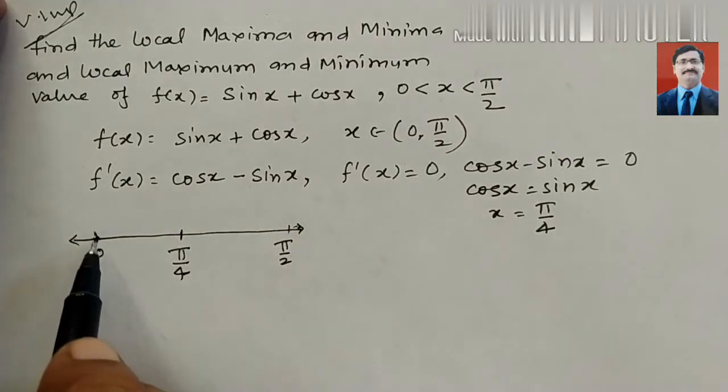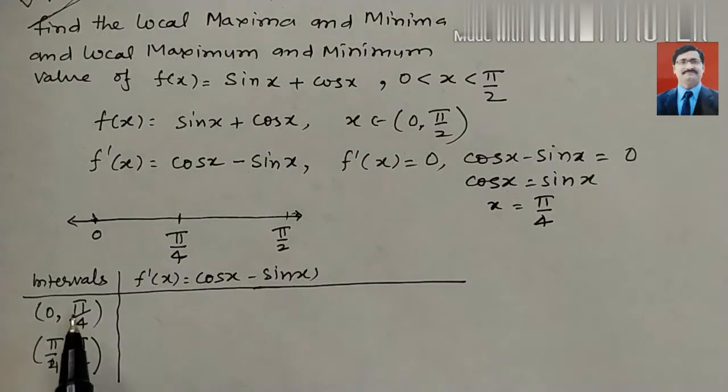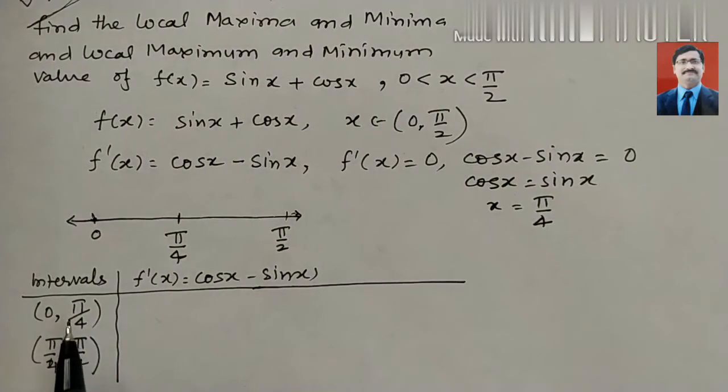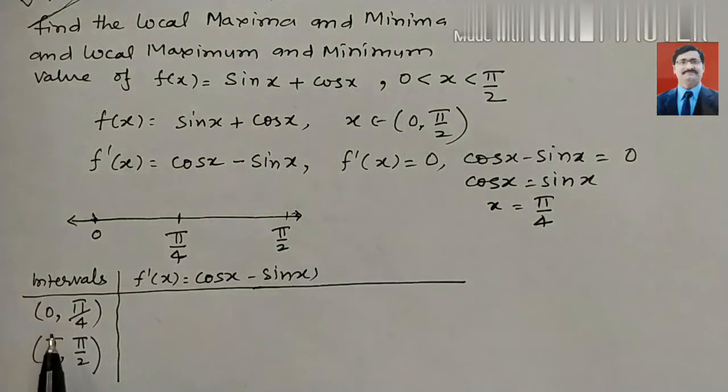Okay, we have two intervals. Look here, the first interval is 0 to pi by 4, and the second interval is pi by 4 to pi by 2. So in the first interval we check f dash x. 0 to pi by 4 means 0 to 45 degrees. We can take 30 degrees, so we check f dash of 30 degrees, which means pi by 6.